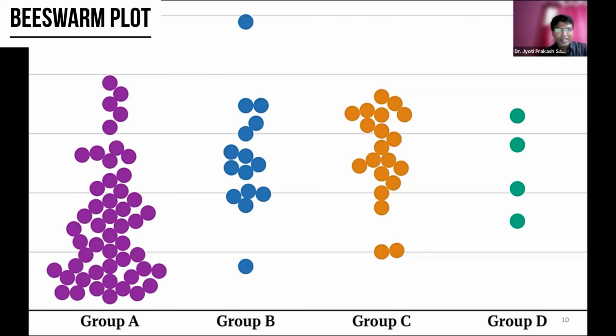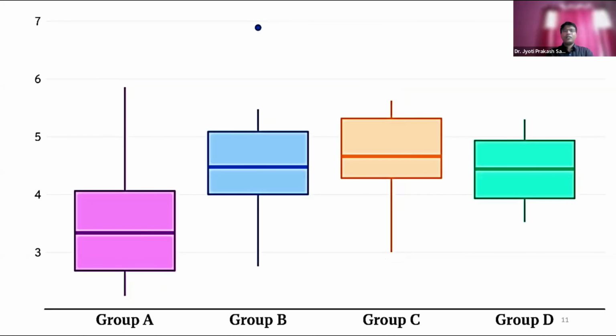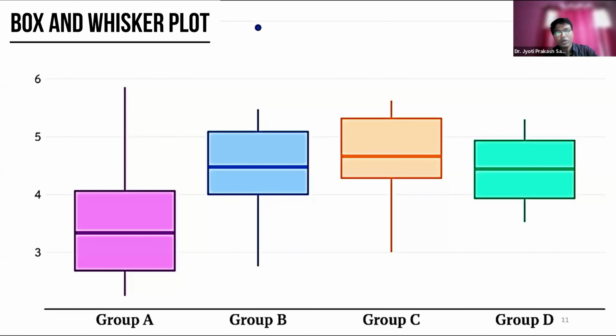So moving on to the next one. This is the classical box and whisker plot, used for non-parametric datasets or non-normal distributions. The midline of the box is known as the median. And this is the box. The midline is the median.